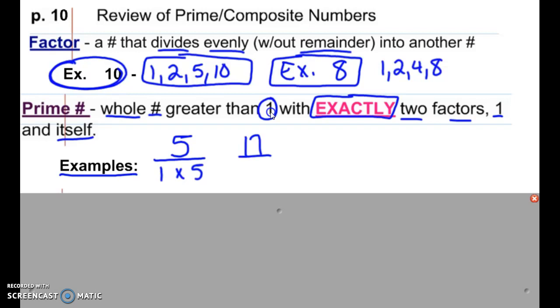The only two numbers that divide evenly into 17 are 1 and 17. Pause your video and write down the factors of 17.